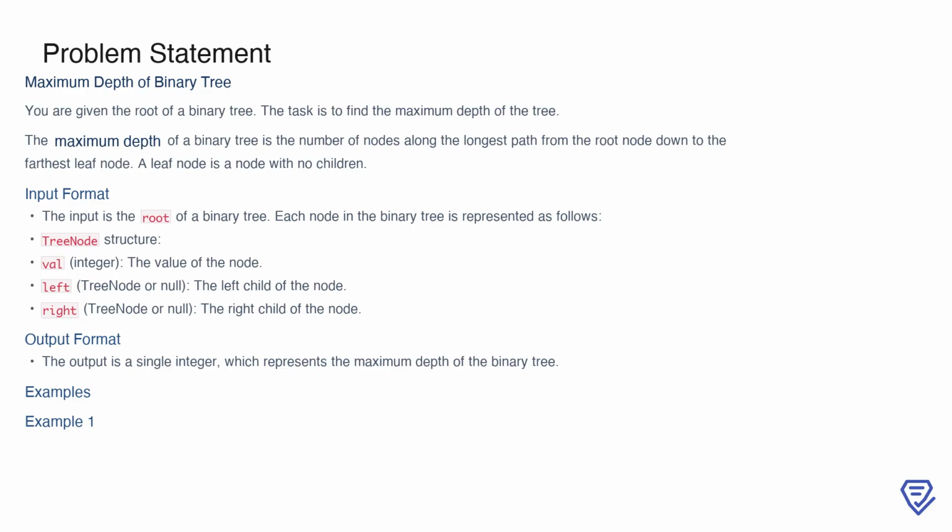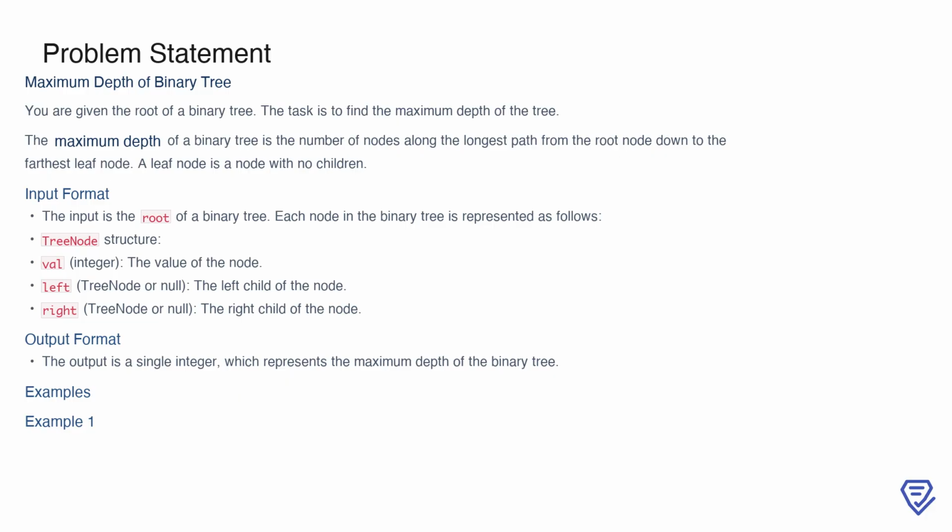The input to the problem is the root of a binary tree, where each node is represented using a tree node structure. This structure includes three properties: val, which represents the value of the node; left, which points to the left child of the node or is null if there is no left child; and right, which points to the right child of the node or is null if there is no right child. The output is a single integer representing the maximum depth of the binary tree.